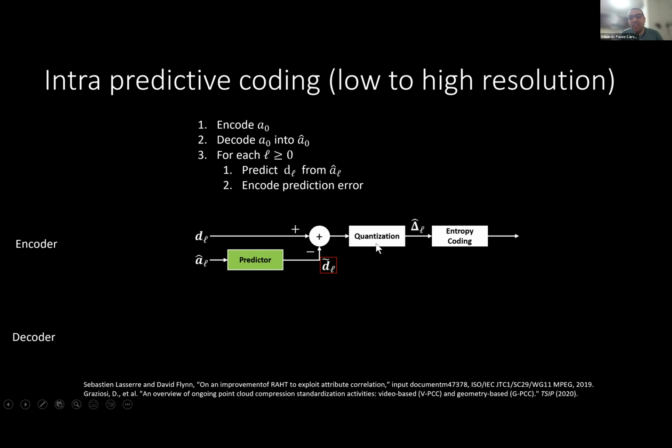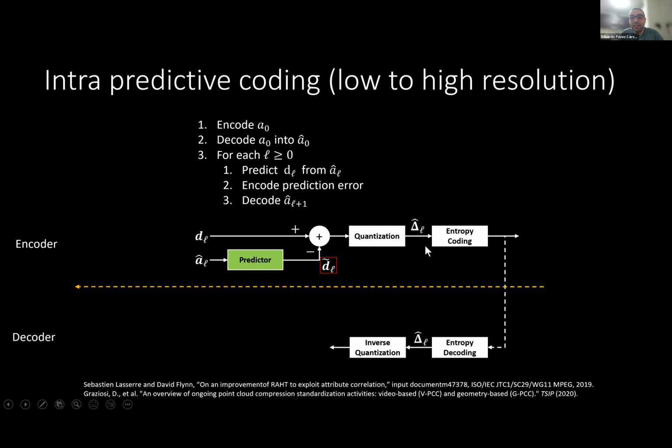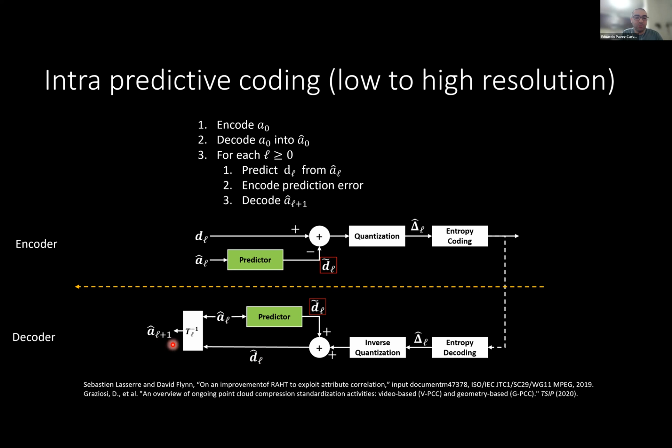And then at the decoder, we need to do this recursively. So basically, at the decoder, we can invert the entropy coding and the quantization, and then we can recover a decoded high pass coefficient, D hat L, using, again, the predictor and the decoded residual. And then combining this decoded high pass coefficient with the decoded low pass coefficient, we can obtain a decoded low pass coefficient at a higher resolution, this A hat L plus one. And then we can repeat this process again. So we can input this to our predictive encoder again, and then we can do this recursively multiple times.